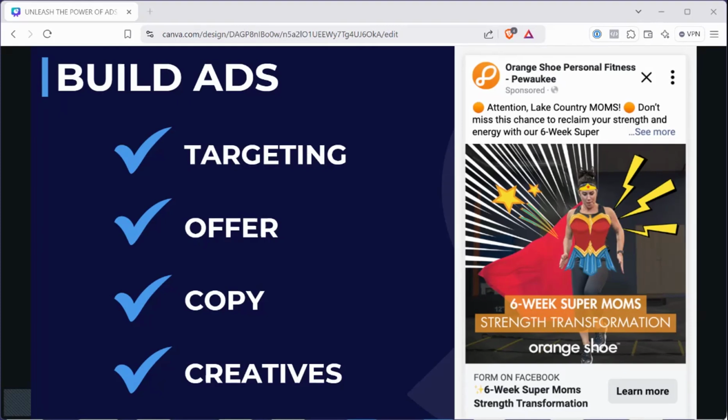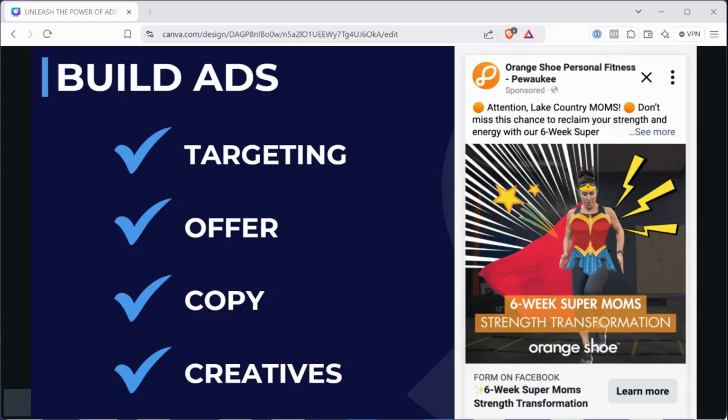Then we've got our offer. So we're going to make sure that we refine our offer. Now with the offer, it's very, very important to have structure in that offer. And I'll use the example on the right-hand side here with the orange shoe. We have a 6-week Supermum's Strength Transformation program. And so the offer has a structure in a sense of 3 key elements. It has a duration, so we've got that 6-week. So you want a 6-week, 14-day, that duration at the beginning. In the middle, we want a benefit.